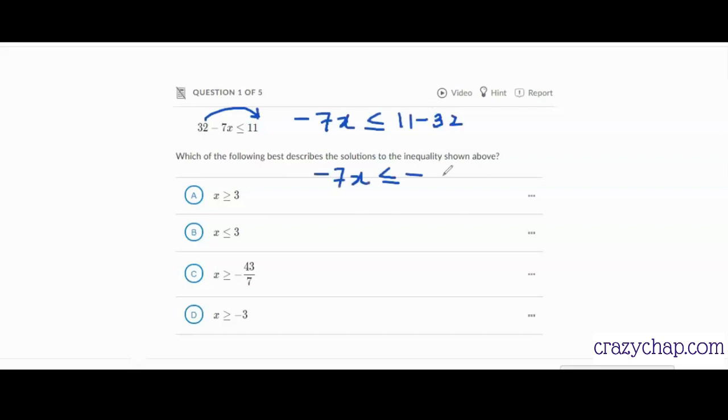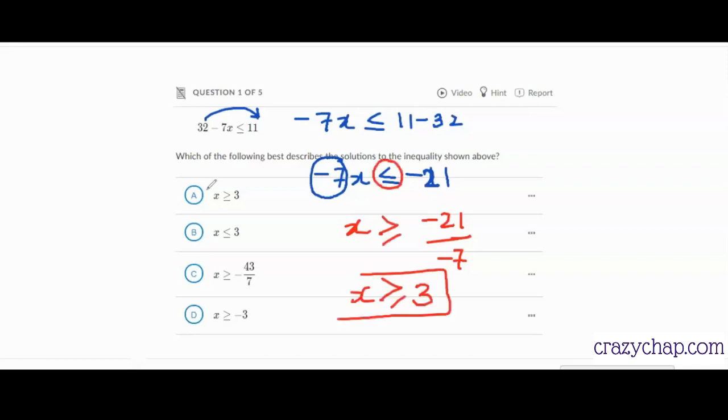Solving for x, guys, please understand, in an equation when we divide with a negative sign, it's perfectly okay. But when we are solving an inequality and we are dividing or multiplying by a negative number, the inequality will change the direction. I am telling you a very important fact. So right now, I am dividing negative 21 by a negative number, which is negative 7. So this inequality direction will change. So my answer is x is greater than equal to negative 21 over negative 7, which is 3. So option A is the correct answer. Hope it makes sense.